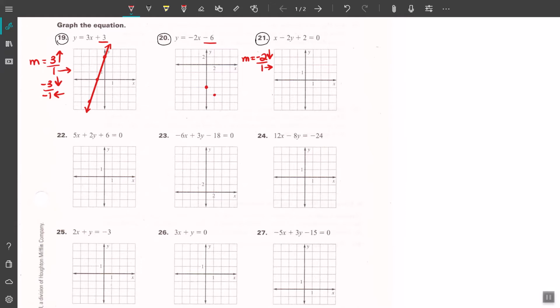Okay, I could do the same thing again. I can go down one and to the right one. I'm going down one because one space down represents 2 units in this particular equation.